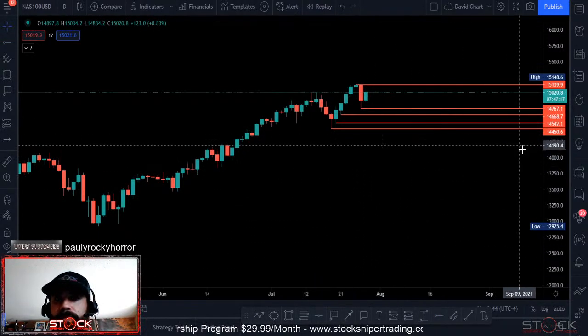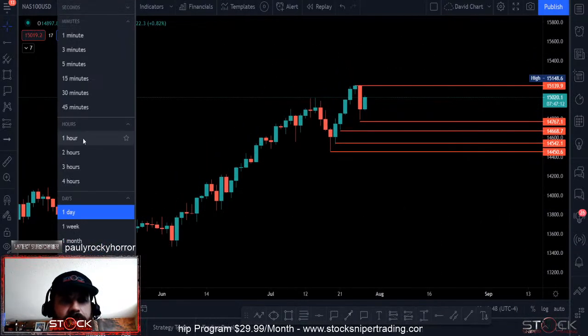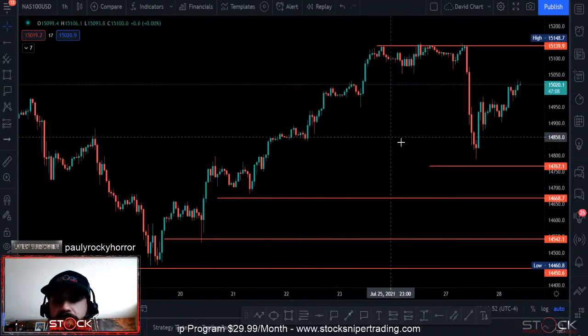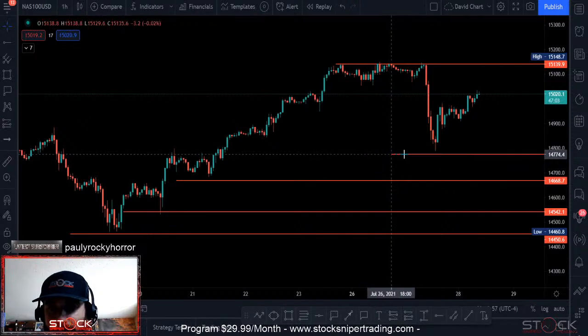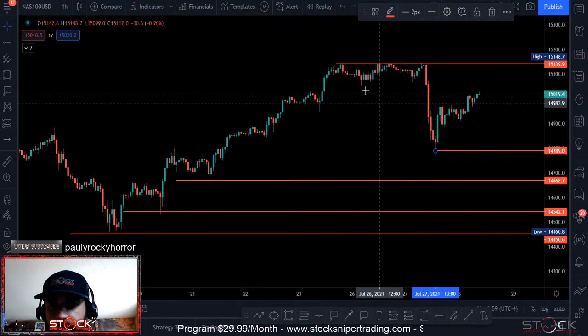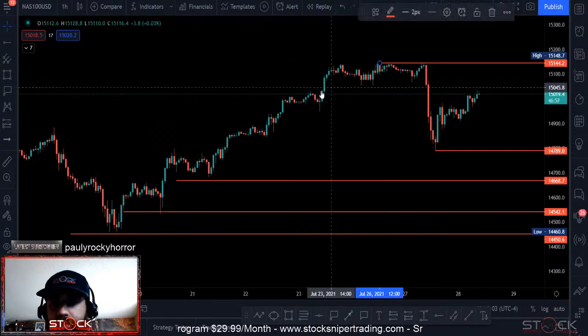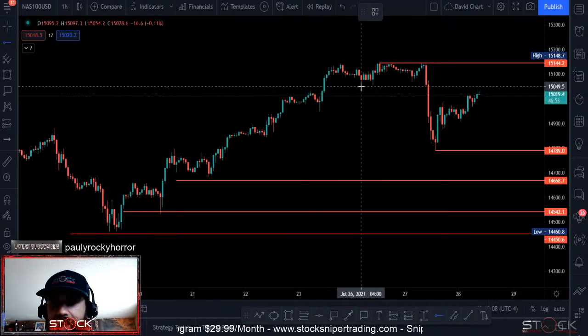So top down, starting from the daily, all the way down to, I'm going to drop it right down to the hourly. Sometimes I go to the 4 hour, it's a little bit better, but you know what I mean. I'm looking at gathering key support and resistance areas that I can find on the daily, sorry, on the hourly as well.